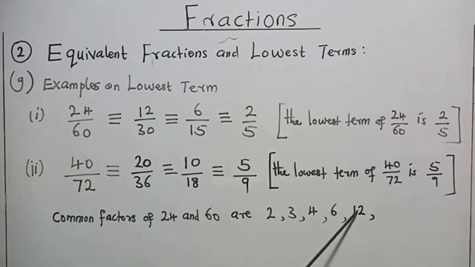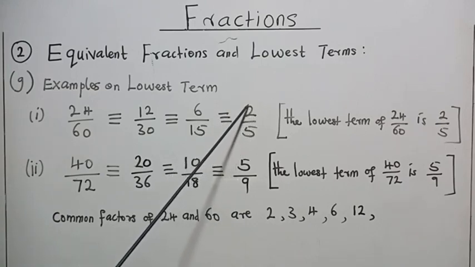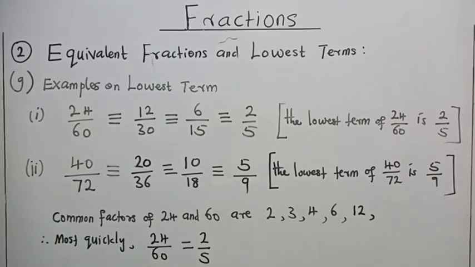But if we divide straight away with this 12, we can get just 2 over 5. Let me write that. Now we say, most quickly, 24 over 60 is just equal to 2 over 5. Just from here, straight to this point, cutting off these two intermediate steps. I think this is far better than the first method. In the first method, I kept using lowest common factors. In this second method, I used the highest common factor.